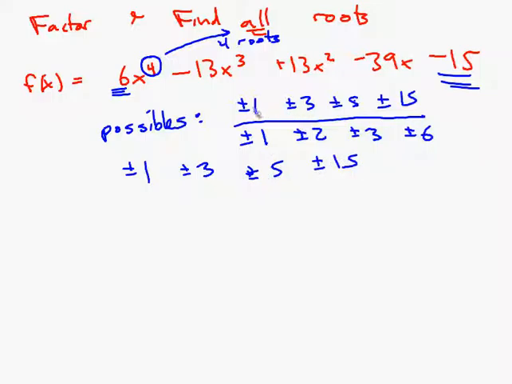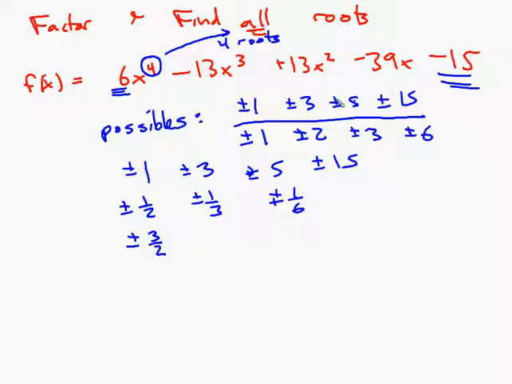Okay? Now, 1 over 2, 1 over 3, 1 over 6. Now I'll do 3 over the rest of them. I don't know why I changed my pattern. I just didn't change my pattern. Plus or minus 3 halves. Now 3 over 3 is 1, so I don't need that one. And 3 over 6 is a half.